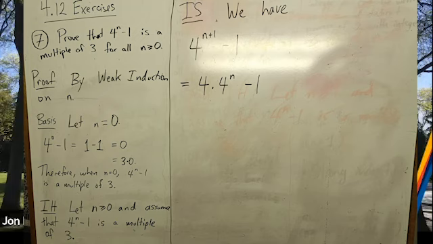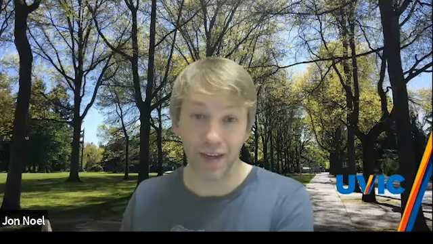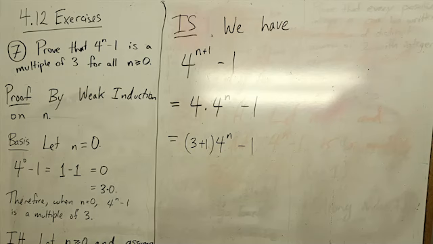So now what I'm going to do is take that 4 and replace it with a 3 plus 1. The reason I want to do this is because I want to get 4 to the n minus 1 kind of isolated here. And right now, my 4 to the n is being multiplied by a 4. I would rather it was multiplied by a 1. This is going to help me do that. So I'm going to replace the 4 in front of the 4 to the n with a 3 plus 1.